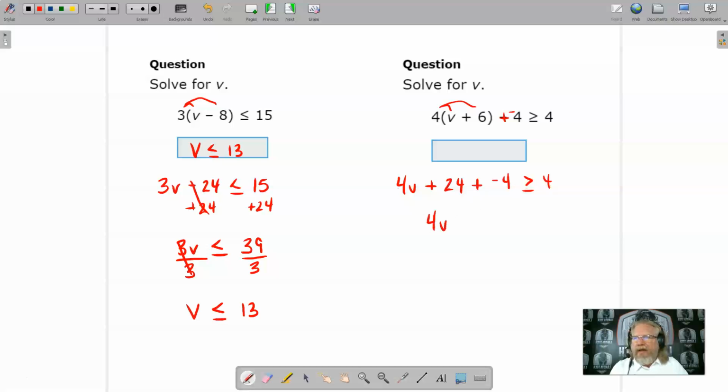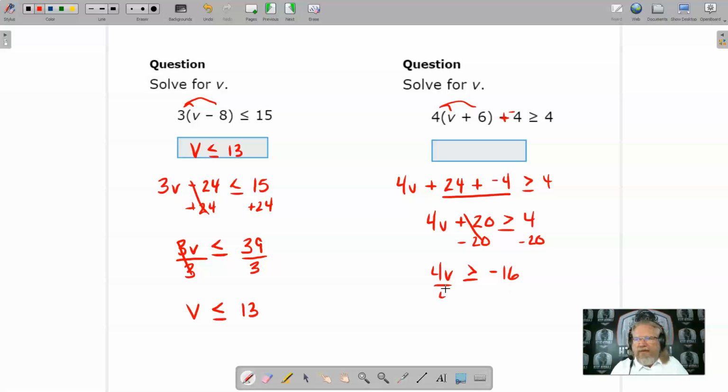But 4v, and then let's combine these like terms here. They're both constants. So 24 plus negative 4 is the same as 24 minus 4. So now you see why I was thinking that it would be easier to think of it as 24 minus 4 to get 20. And bring down our greater than or equal to 4. Now we want to subtract 20 from each side, right? To get rid of this positive 20, what we do to one side, we do to the other. So those 20s cancel each other, leaving me with 4v on the left. And 4 minus 20 is going to be negative 16.